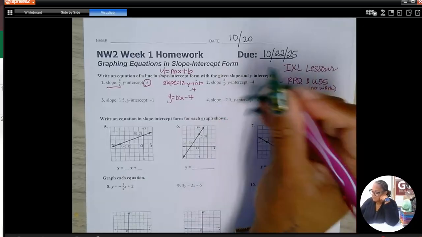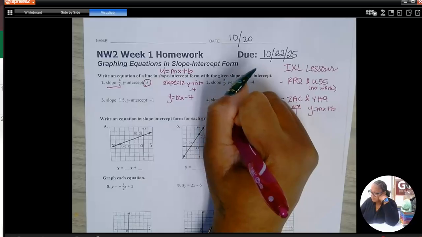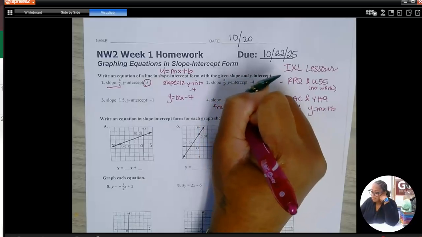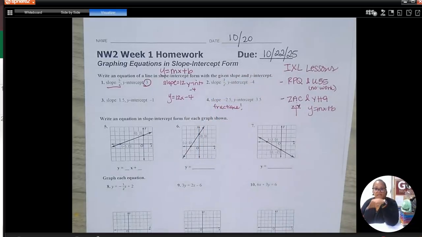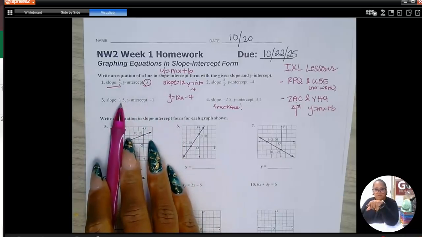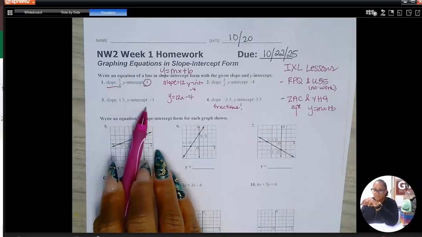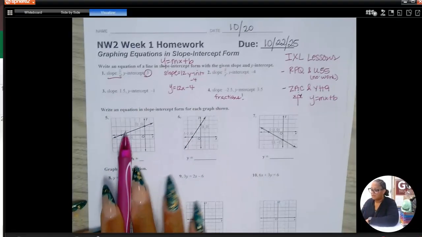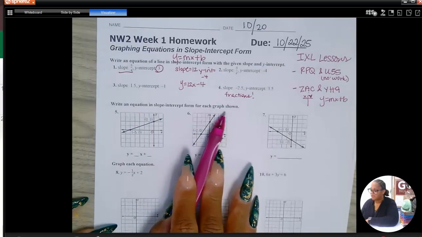Here, I would like for these to be fractions so that we can see the rise and the run. And over here, I would also like this to be a fraction to see the rise and the run. These are self-explanatory. Here, it says write an equation in slope-intercept form for each graph shown.